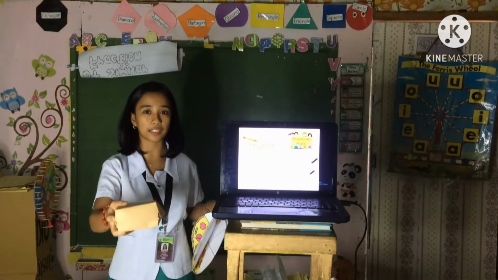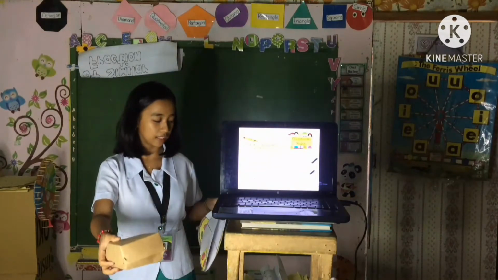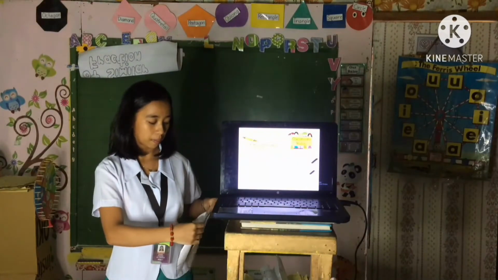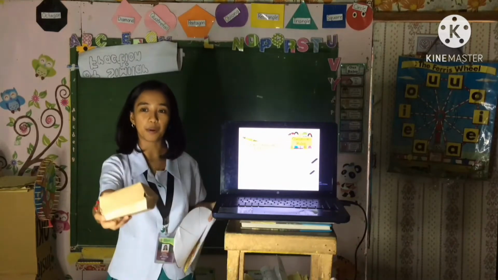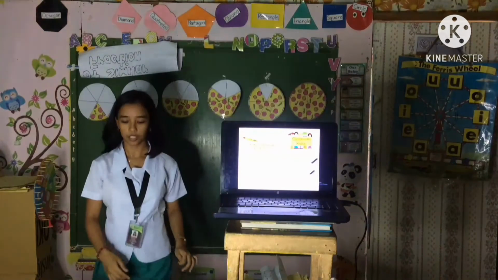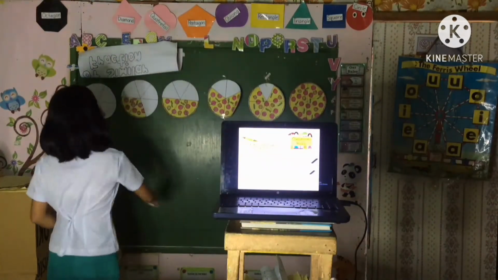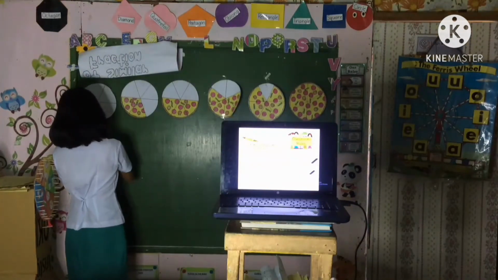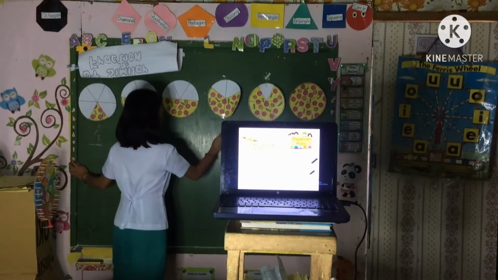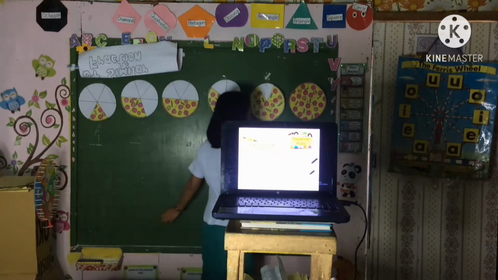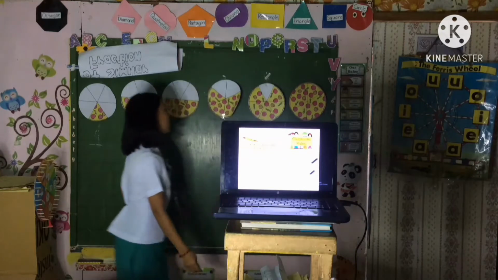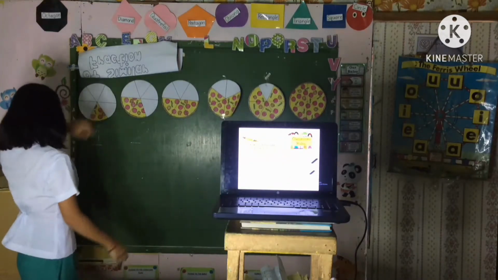You will pass this box by using music, and if the music is stopped and the box is in your hand, you will pick a number inside there. Did you understand, class? Okay, you may now start. This illustration represents a number that you may answer. Okay, 1, 2, 3, 4, 5, 6. Number 1, come here in front and answer this number 1 illustration.